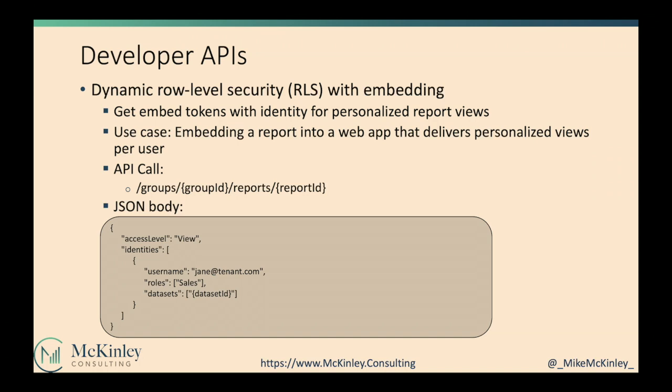So this is the URL you would add. Basically after the my org part, so I'm truncating the rest of that URL. And so this would go and grab that report, and then you would pass this JSON in the body that would then say, just mimic this as if this was Jane at Tenet.com and mimic her identity, and so you would get the results as she would see it. The way that embedding works, it typically bypasses the row-level security. This would layer that row-level security back into it.